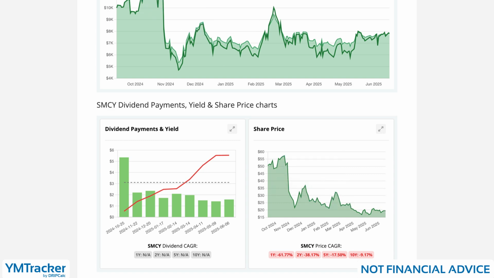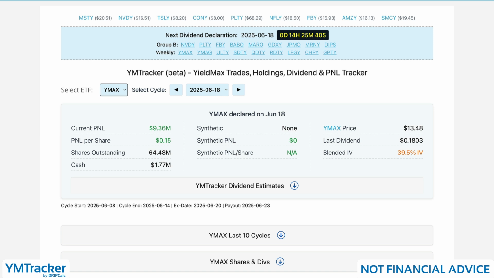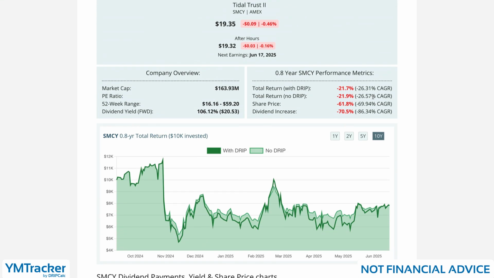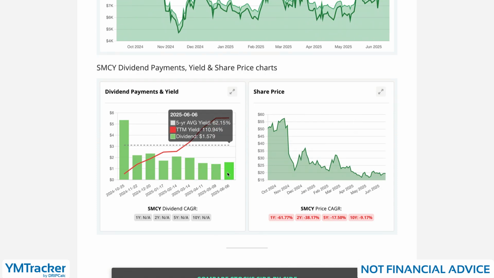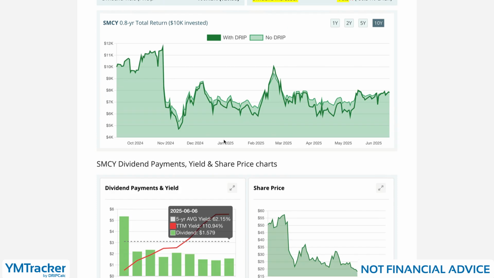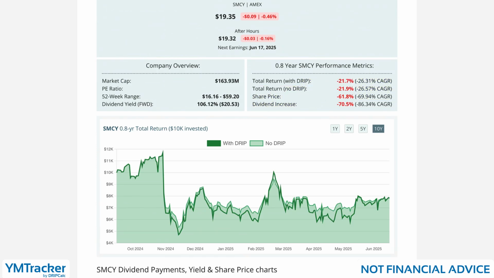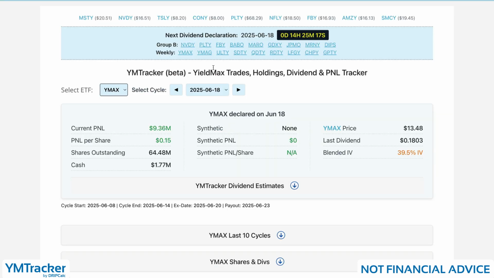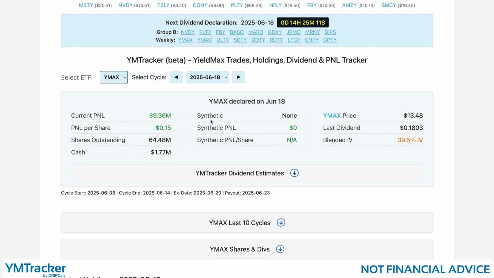So the reason why YMAX is so popular is you don't have to hold individual funds and risk them going down significantly. Like SMCY has had tremendous loss. You can see right here, everything is in the red, even with the crazy dividends they're paying. It's a huge yield, 100% forward yield, and still they're down significantly. And if you don't want that risk, YMAX might be the ETF for you. Again, not financial advice.